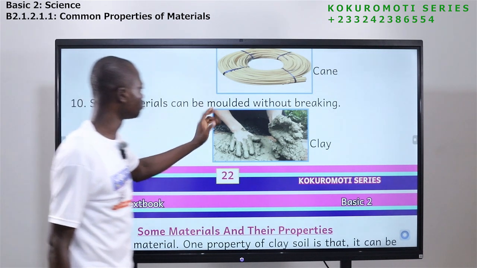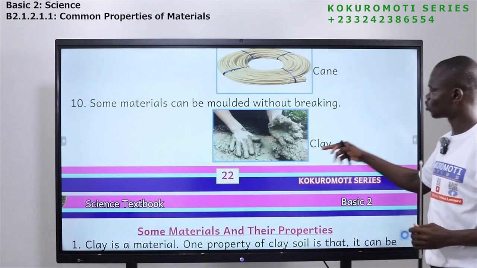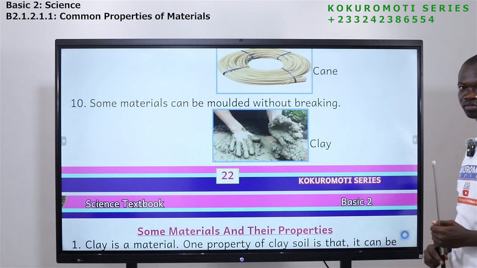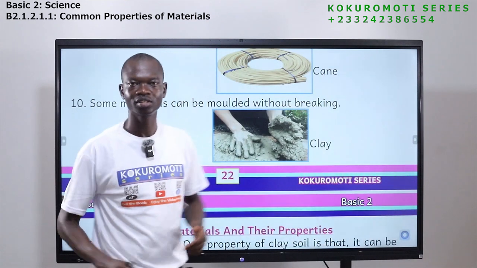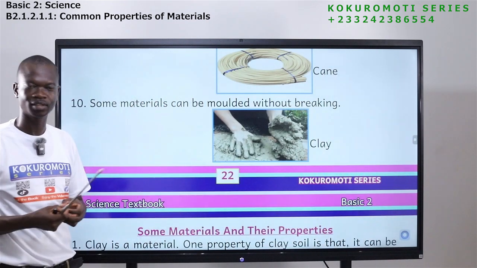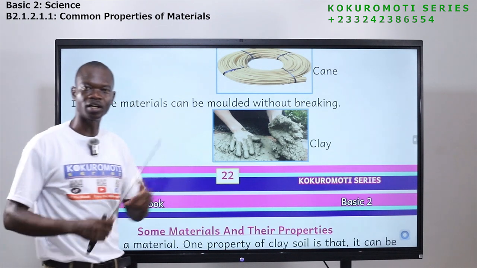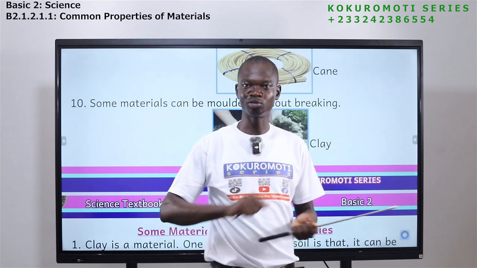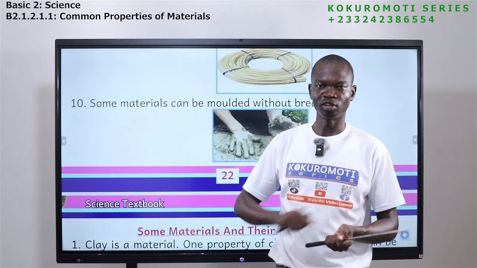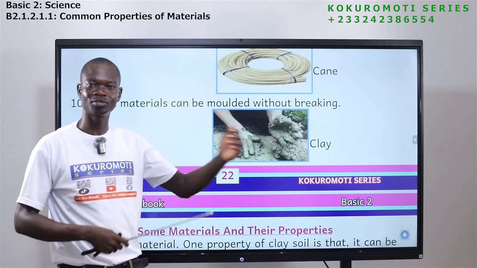Another material and its property is this. Some materials can be molded without breaking. So look at this. This is clay soil. They use clay soil to do so many things because we can mold it. And because of that, they use it to make pots, earthenware, the one that you prepare your stew in. Cooking pots, what again?